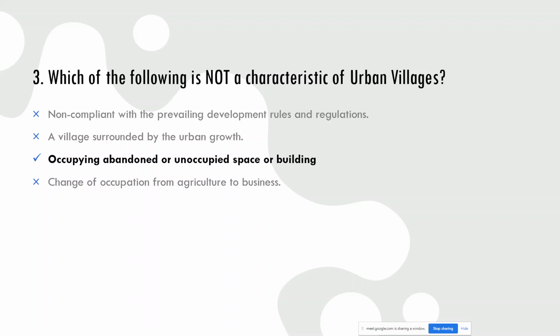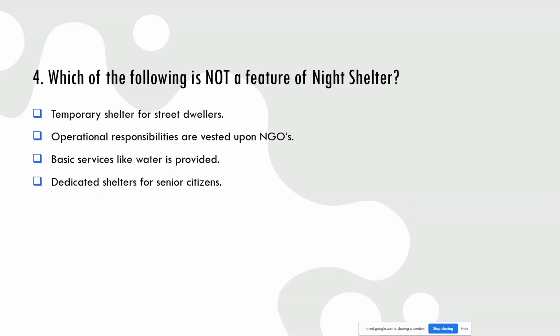And the fourth option is change of occupation from agriculture to business. As we discussed in the next slides also, urban villages usually have the change in occupation from agriculture to the service sector or the manufacturing sector.